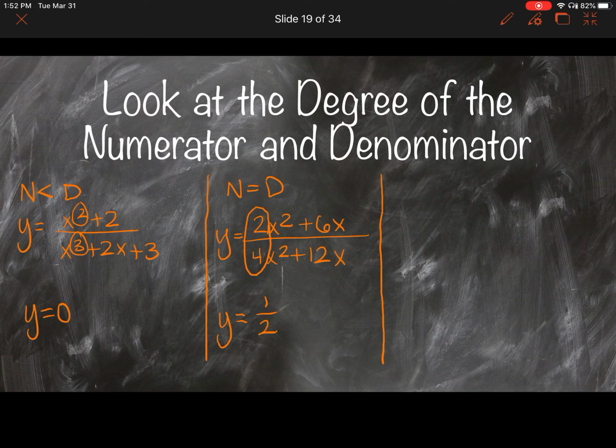Our third possibility is that the degree of the numerator is greater than the degree of the denominator. An example of this would be y equals x cubed plus 3x minus 1 over x plus 2. So we have a degree of 3 on the top and a degree of 1 on the bottom. In this case, we actually do not have a horizontal asymptote. It would actually be an oblique asymptote or a slant asymptote, but we're not going to discuss those in this video. What you need to know is that there's no horizontal asymptote.